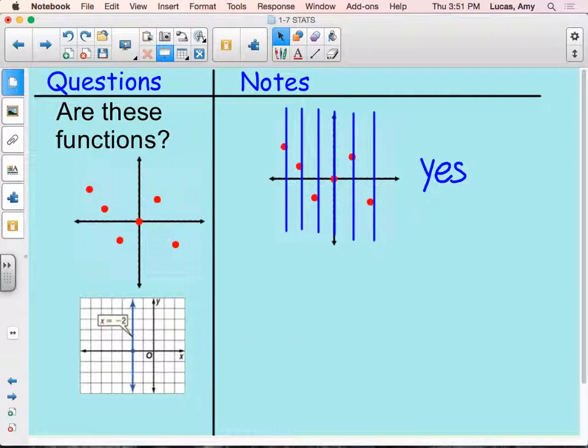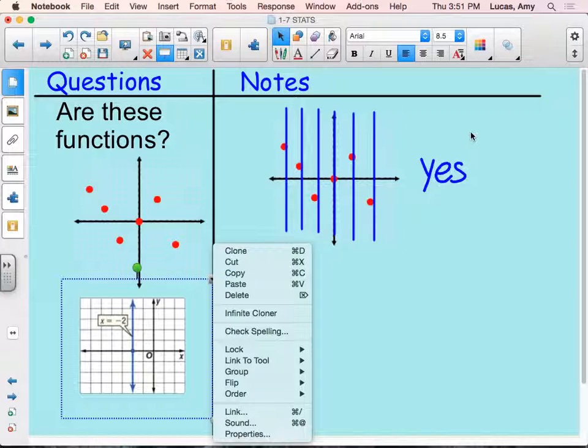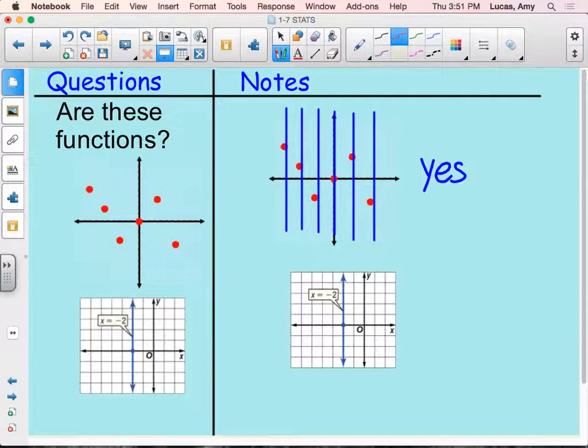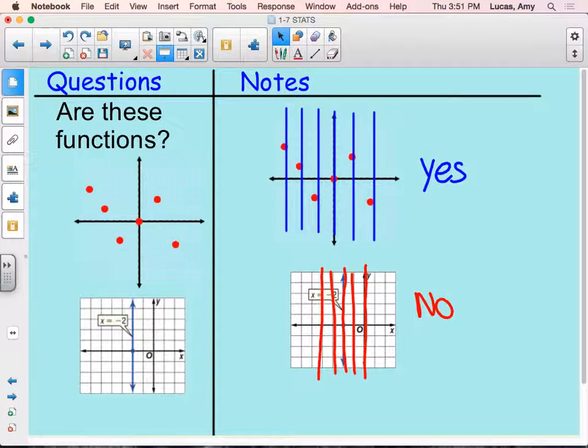And my last graph, this one might be a little tricky for some of you. If I draw vertical lines through this one, most of them don't touch the graph at all, but look at this one over here. It hits every point on that line, so that one definitely fails because one vertical line goes through every point on that entire graph. So it definitely hits more than once.